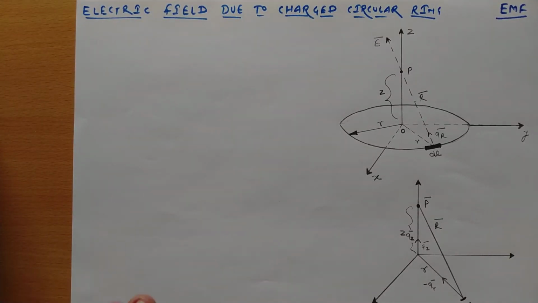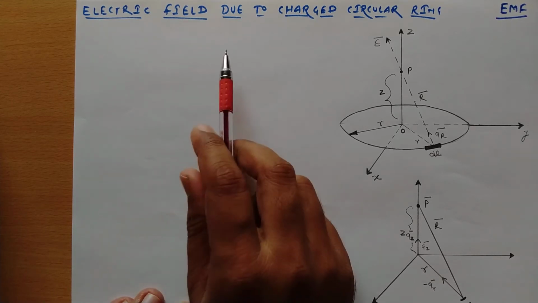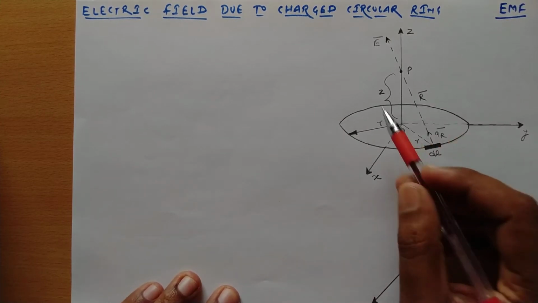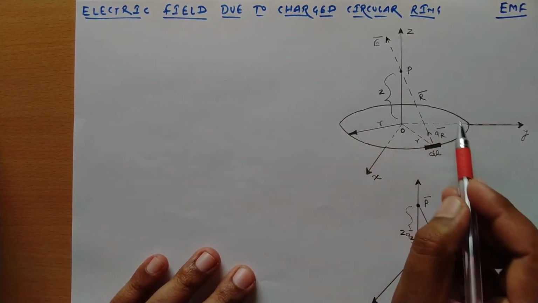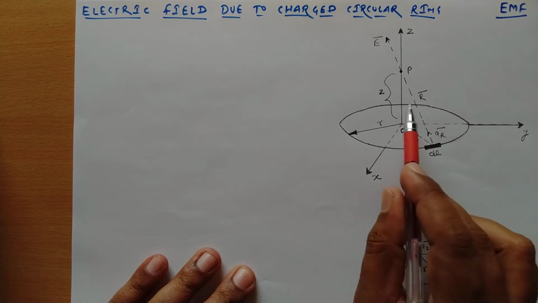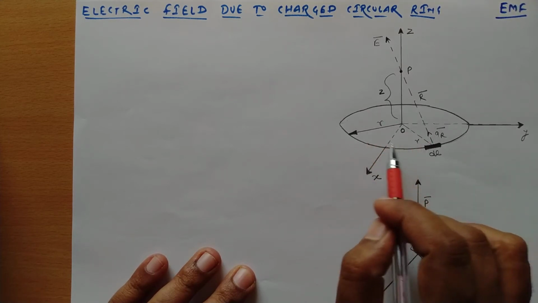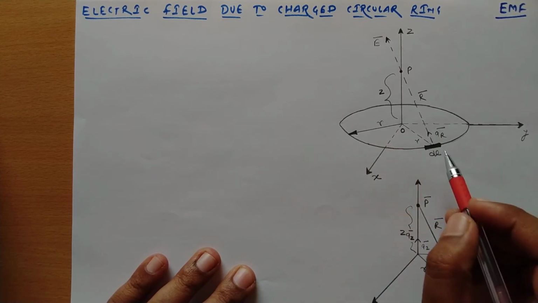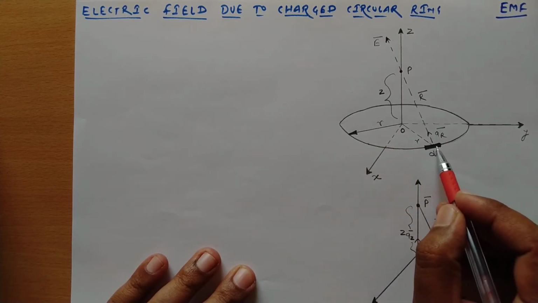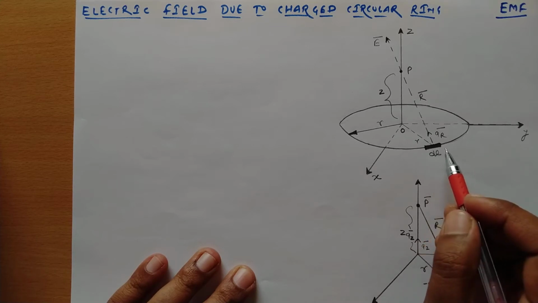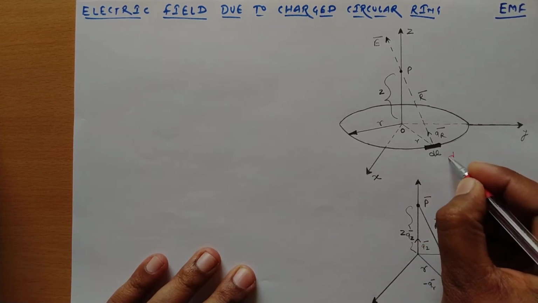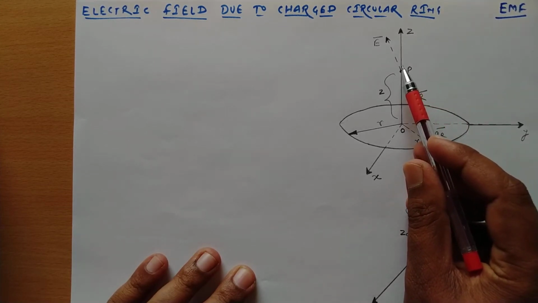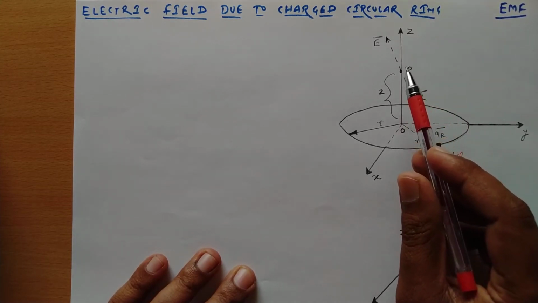Hello everyone. Now we are going to look at the electric field due to a charged circular ring in this video. As you can see in the Cartesian coordinate system, I have taken a circular ring here, and we can say there is a charge distribution over the ring, or we can say this is the charged ring. Now we are considering this differential length, which contains the differential charge dq, and this is the point P where we need to find the electric field intensity.